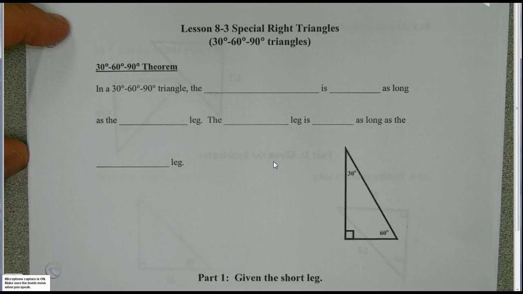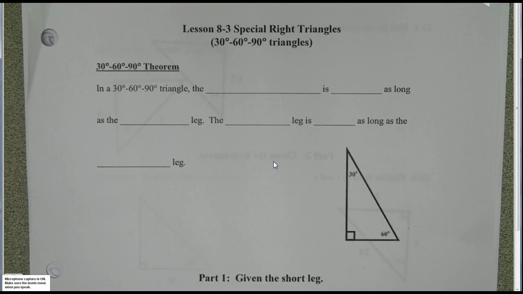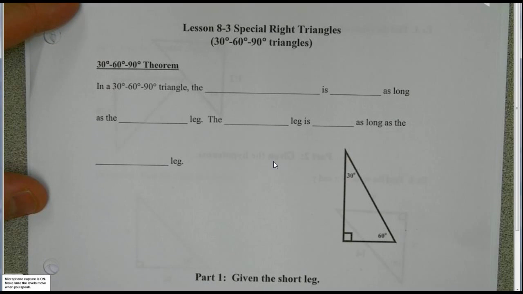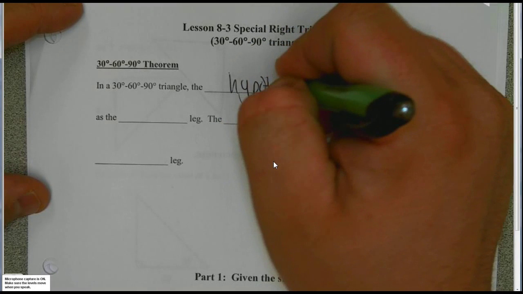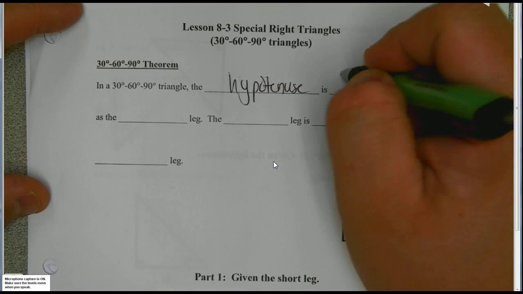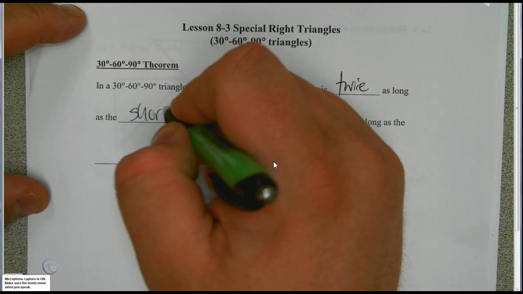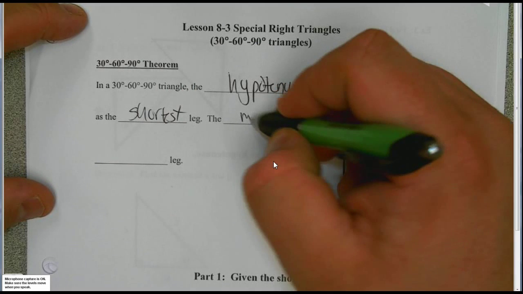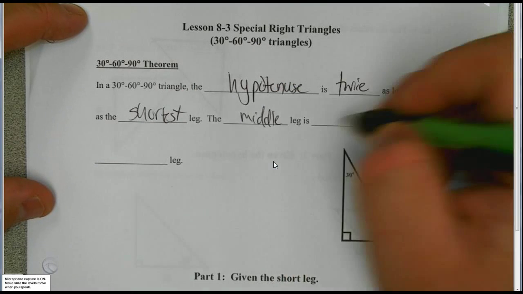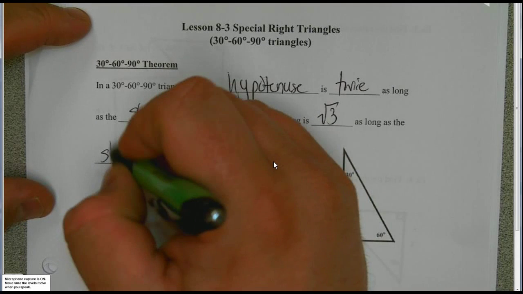Okay, guys, so we're in lesson 8.3. Now we're going to do 30, 60, 90 triangles. So in a 30, 60, 90 triangle, the hypotenuse is twice as long as the shortest leg, and the middle leg is the square root of 3 as long as the shortest leg.